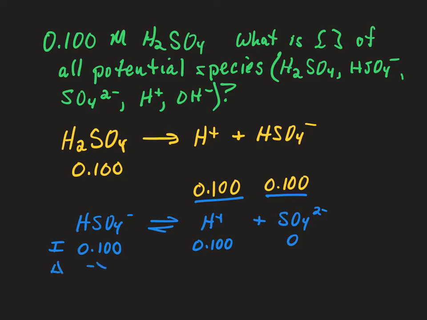Our change will be minus x for the hydrogen sulfate, and we'll go plus x here and plus x here. And at equilibrium, we should have 0.100 minus x, 0.100 plus x, and x for our predicted concentrations.